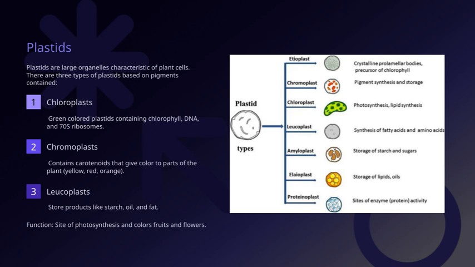Finally, leucoplasts are involved in storing products like starch, oils, and fats. They are non-pigmented and serve as storage sites, providing energy reserves for the plant. Understanding these plastids helps us see how plants are adapted to perform photosynthesis, attract pollinators, and store energy efficiently, all vital to their survival and our ecosystem.